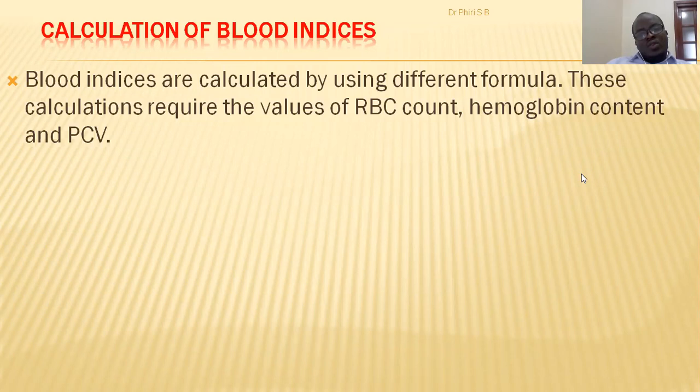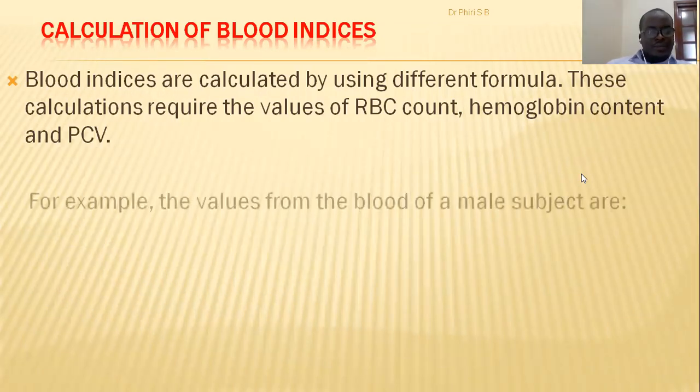You need to know the red cell count for this patient. You also need to know the hemoglobin content for this patient. You also need to know the packed cell volume, which is also called the hematocrit or PCV. Once you have this information, you'll be able to calculate blood indices. But when you're using automated machines, they will calculate on their own and just give you absolute values for blood indices. And then from there, you're able to come up with a diagnosis.